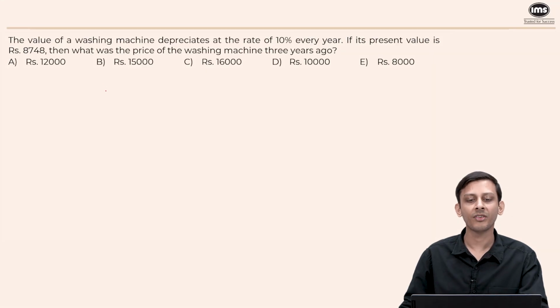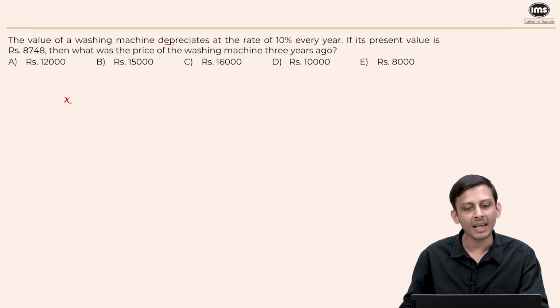The value of a washing machine depreciates at the rate of 10% every year. If its present value is rupees 8748, then what was the price of the washing machine 3 years ago? So let the price of the washing machine 3 years ago be x. So it was x. And then every year it is depreciating by 10%, which means decreasing by 10%.